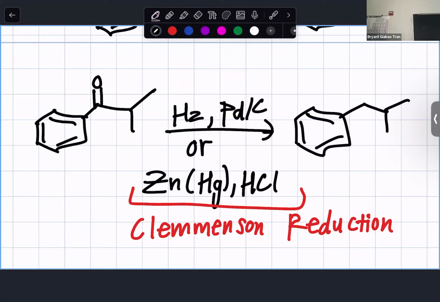Oh yeah. So the mechanism you don't have to worry about for this. You just know that it reduces. There is a mechanism for Clemmensen reduction, but he didn't go over that in class, so I wouldn't worry about that as well. Just know that if you want to reduce that, use H2, Pd/C and it just disappears. It gets rid of the carbonyl, and also this might help you remember: it adds two hydrogens on that carbon where the carbonyl was. Those two hydrogens right there are the two hydrogens from the H2, Pd/C.